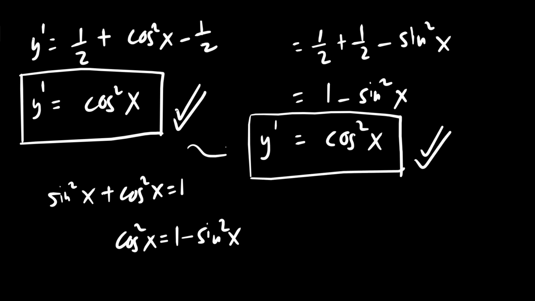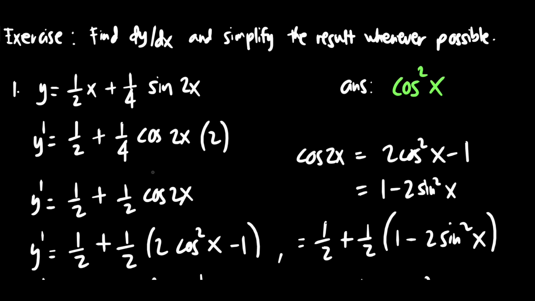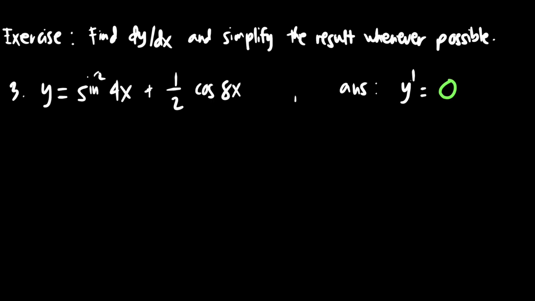Right? So let's proceed to another number. For number 3, y is equal to sine squared 4x plus 1 half cosine of 8x. For this one, we will get its first derivative. So sine squared 4x is just like that, power rule.